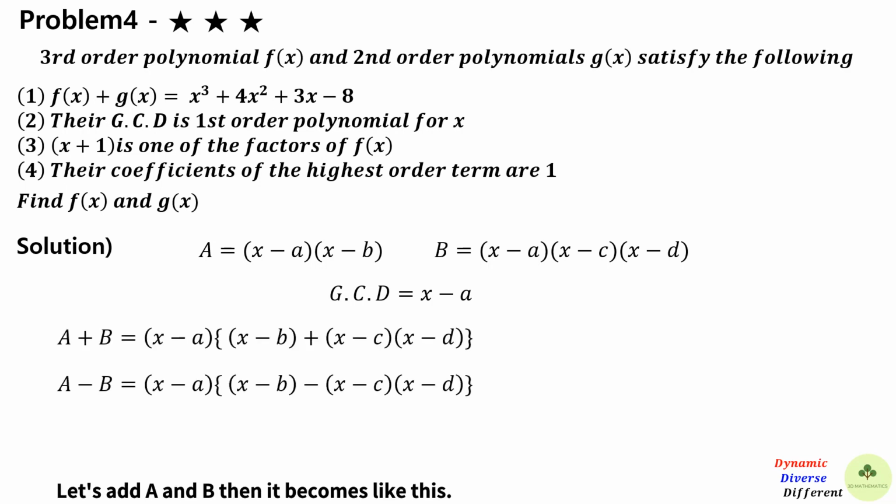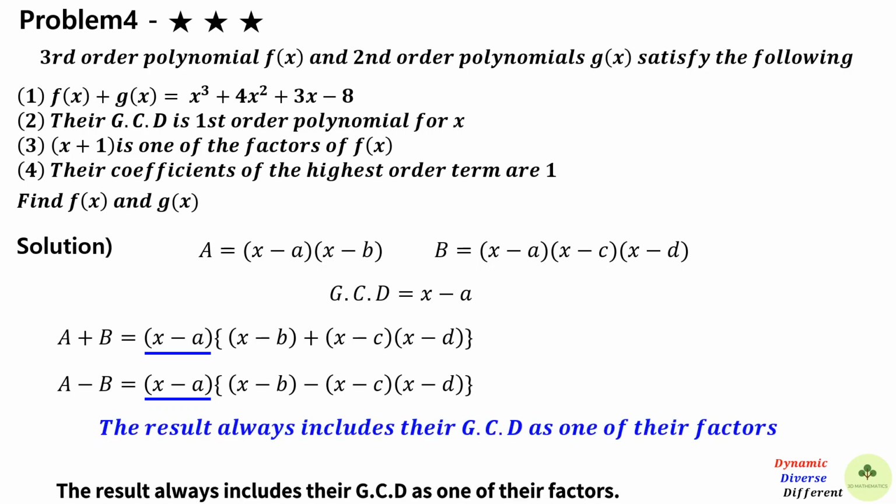Let's add a and b, then it becomes like this. And if we subtract b from a, it becomes like this. Here is the important tip. Either we add them or subtract them, the result always includes their greatest common divisor as one of their factors. Okay? Based on this, let's check the first condition again.